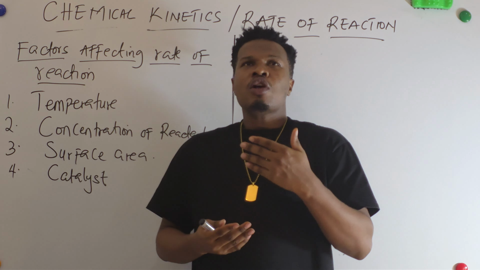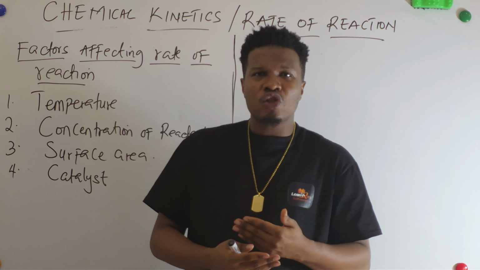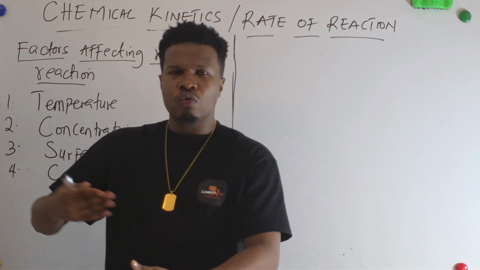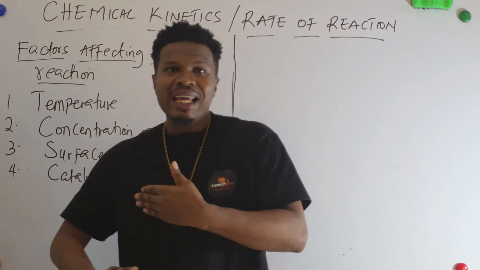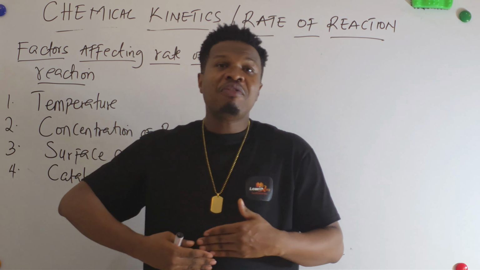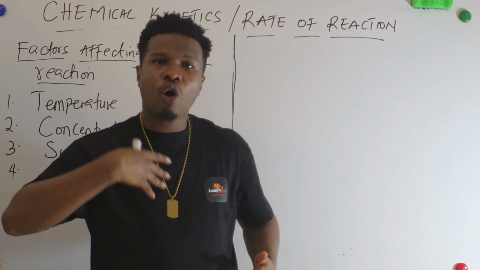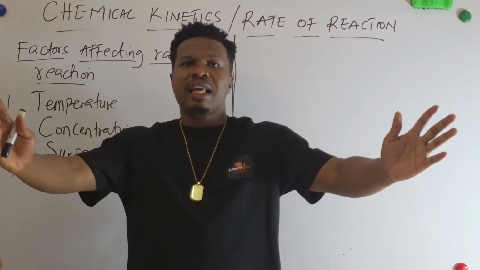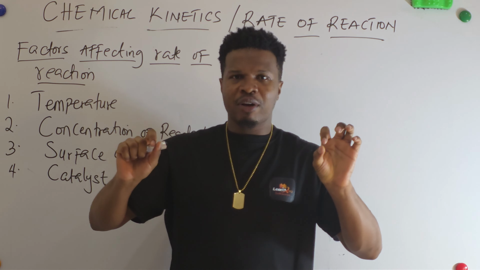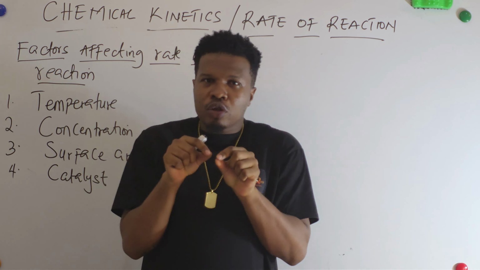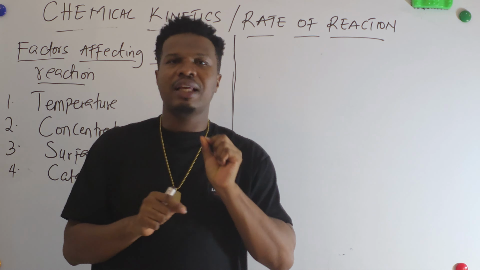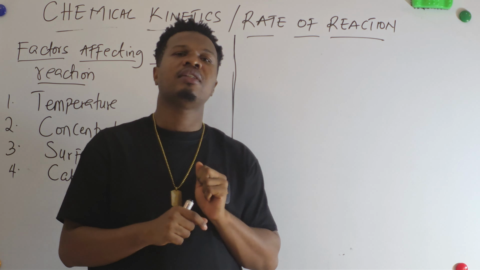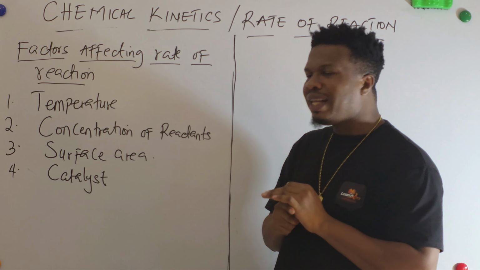So surface area increases as you move from solid to liquid to what? To gas. So an increase in surface area will definitely increase the speed or the rate at which the reaction will proceed. Hence, large surface area increases the rate of reaction, but poor or small surface area will reduce the rate at which the reaction will proceed. The last one is a catalyst.